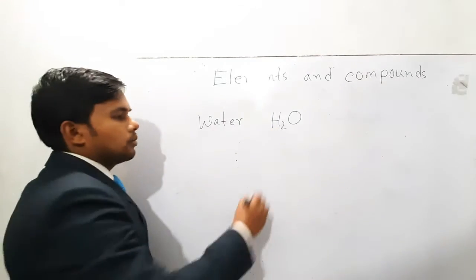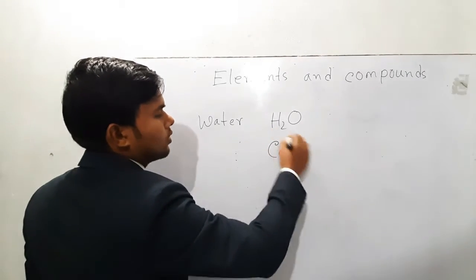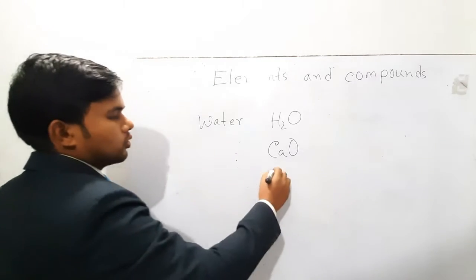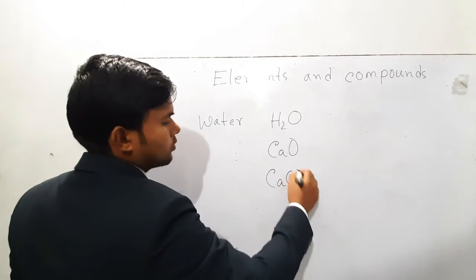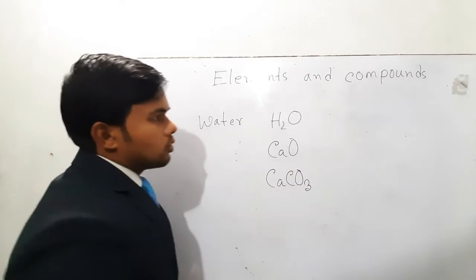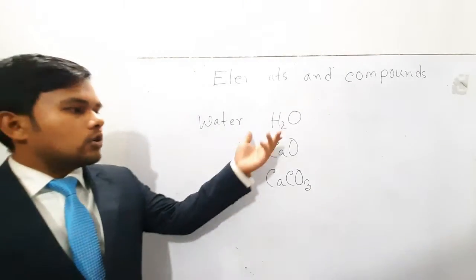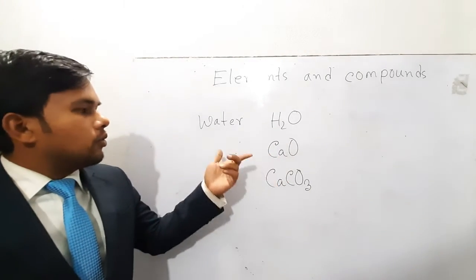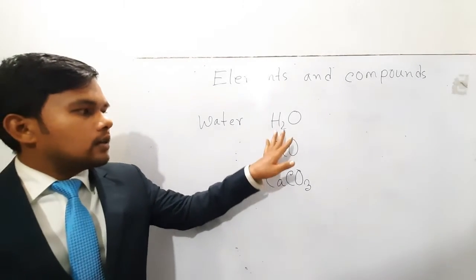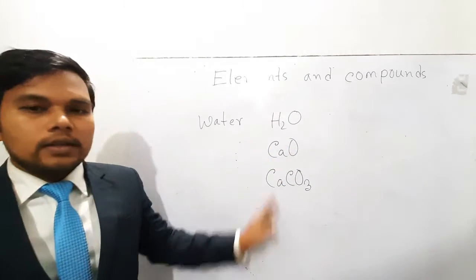The formula of lime is this one. The formula of limestone is this one. So when a compound is expressed in a short form, this is the formula, and if we divide the formula, we'll get the symbol.